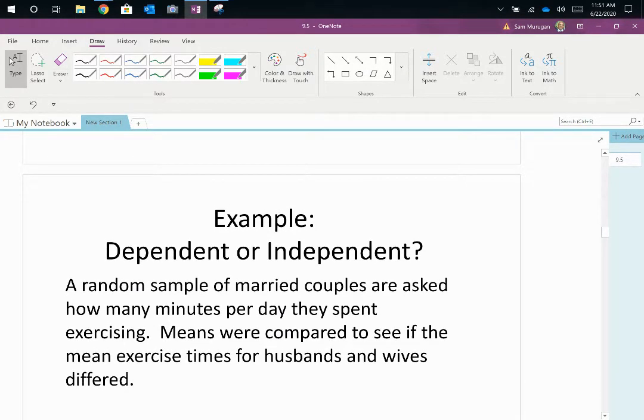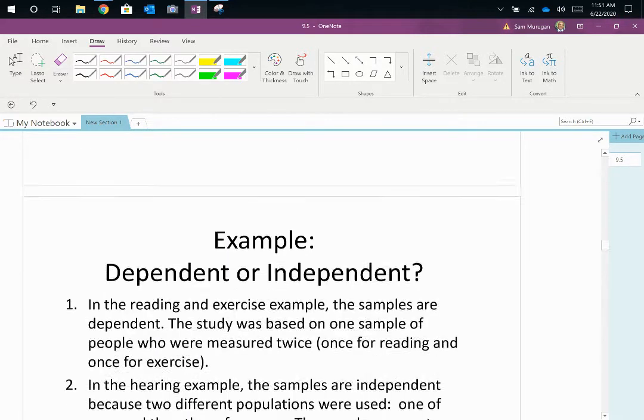Third example, a random sample of married couples are asked how many minutes per day they spent exercising. Means were compared to see if the mean exercise time for husbands and wives differed. Is this dependent or independent?